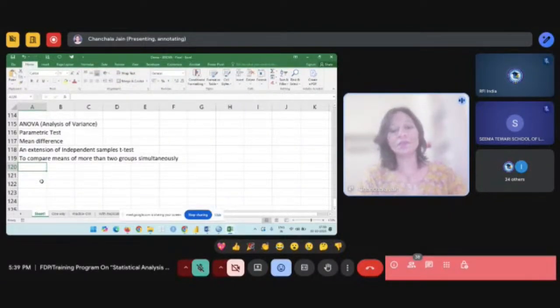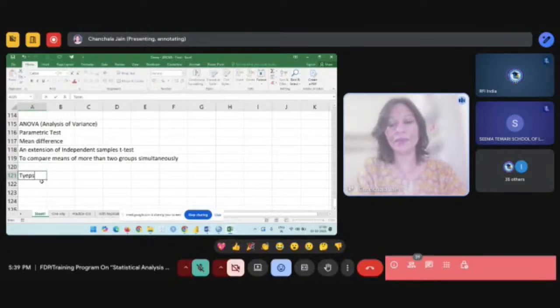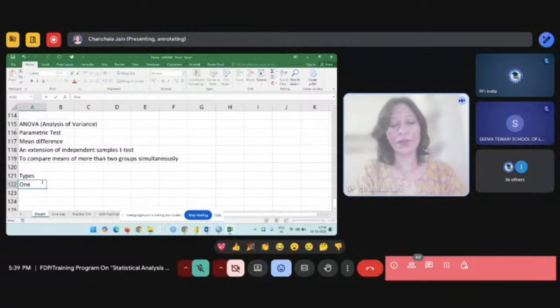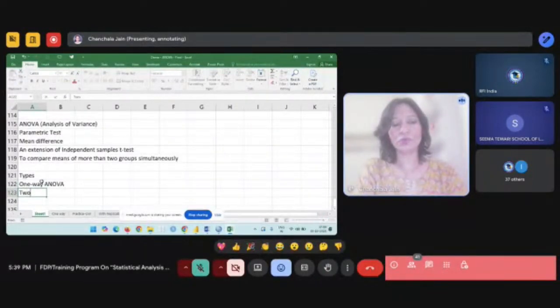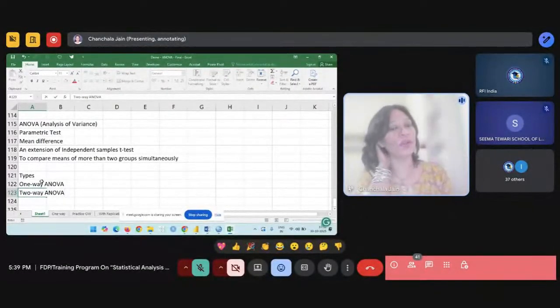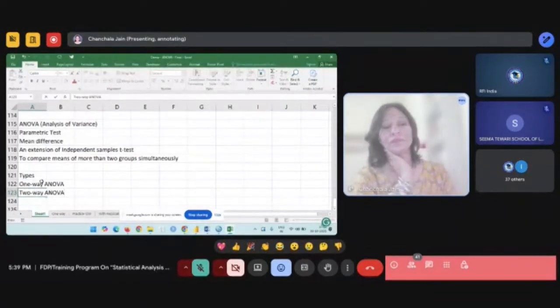Now next comes the requirement. The requirement of ANOVA depends upon the types of ANOVA. So let's see the various types. The first one is one-way ANOVA. The second one is two-way ANOVA. These are the two types of ANOVA available, and using them, we need to perform ANOVA using Excel or whatever software.